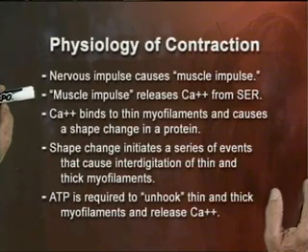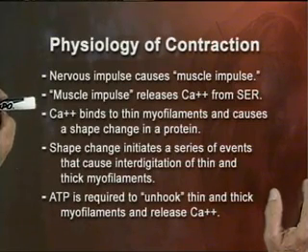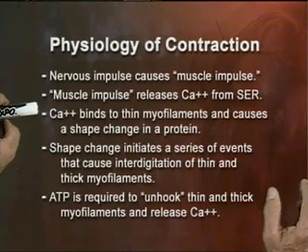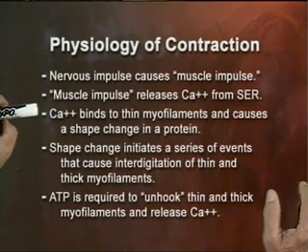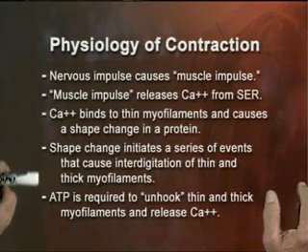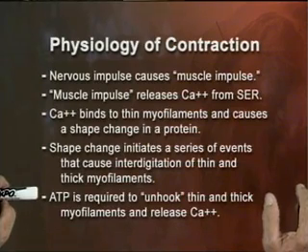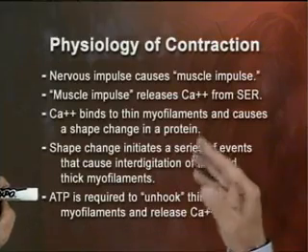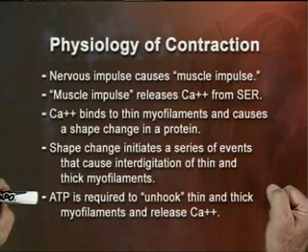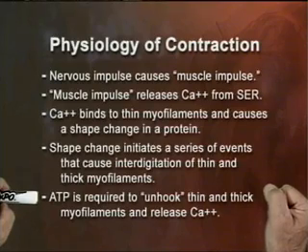SER, smooth endoplasmic reticulum. Calcium binds to the thin myofilaments and causes a shape change in one of the proteins that are there. That shape change then causes the thick and thin ones to slide together, or interdigitate. Now, ATP is required to unhook those thin and thick myofilaments and release the calcium ions back to the smooth endoplasmic reticulum. So energy in the form of ATP is required, but it's actually required at the end of the process.